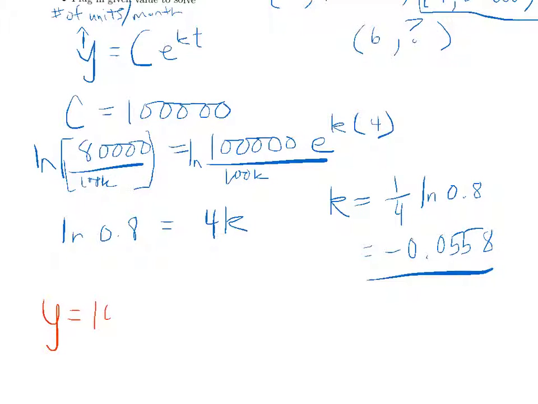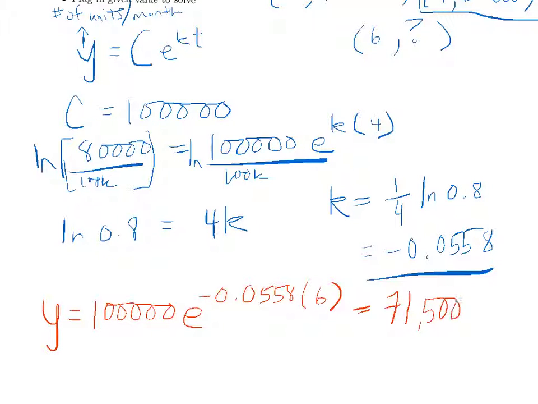y equals 100,000 e to the negative 0.0558 times t. We're plugging in when t is 6. Put it in your calculator. It's 71,500 units per month. Not too bad.